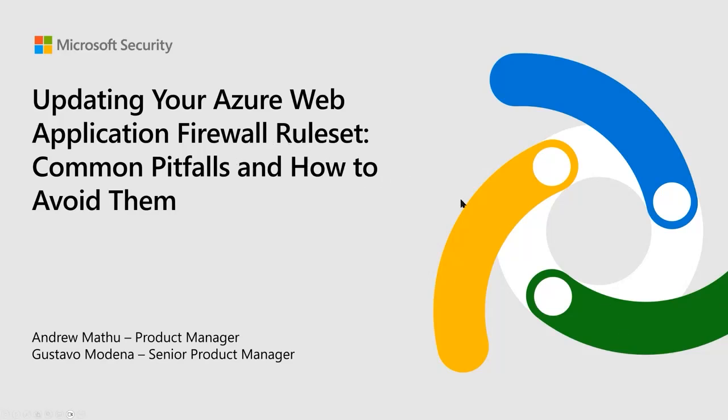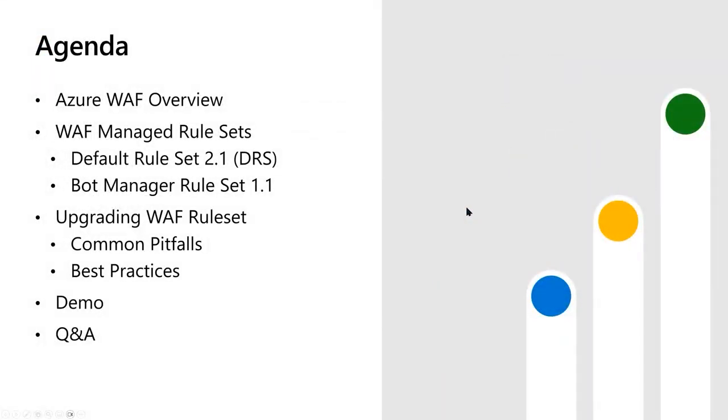For this session today, we have this agenda. In order to set the context, we're going to be talking about the Azure WAF overview, understanding what is Azure WAF, what are the rule sets, some of the differences that we've seen with the latest versions, and then we're going to cover the process of upgrading the rule sets. So we're going to talk about the common pitfalls, best practice, and then Andrew will be doing a live demo in the second part of this webinar, and then we're going to have a Q&A session at the end.